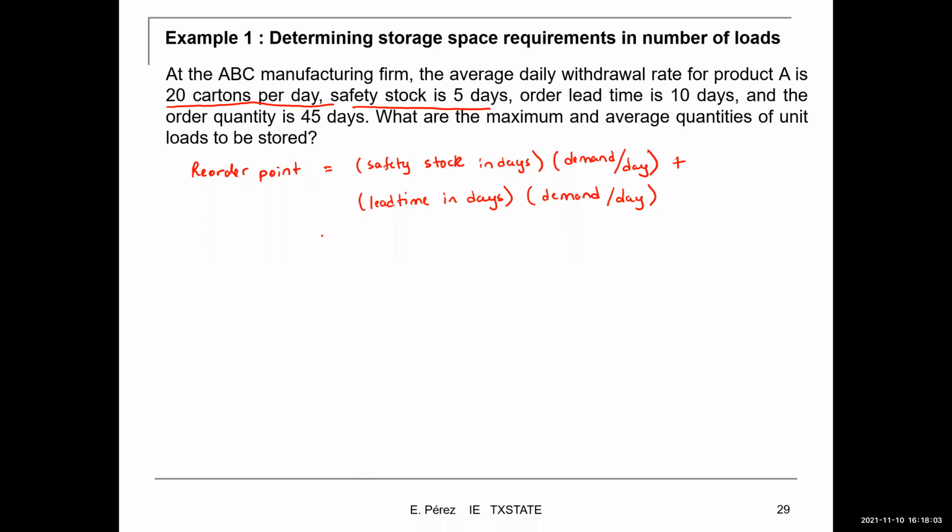So in this example, we have a safety stock of 5 days. So this is 5 days multiplied by the demand per day, which is 20 cartons a day, plus the lead time in days, which is how long it's gonna take for us to get these units, times the demand per day, 20 a day. And this is equal to 300 units.